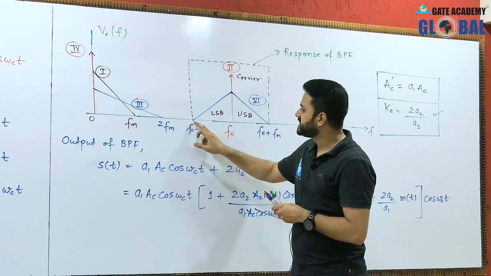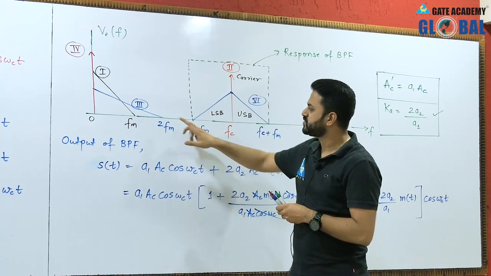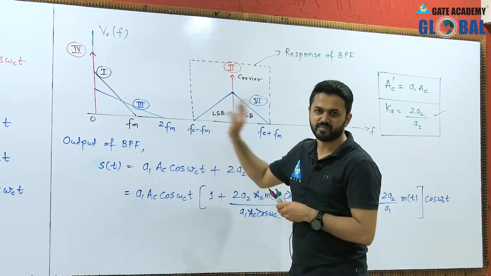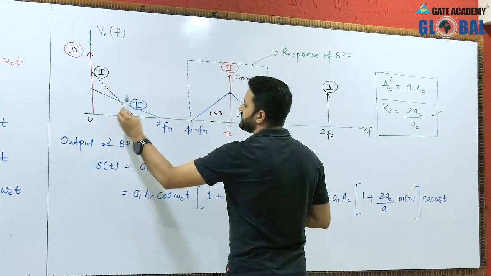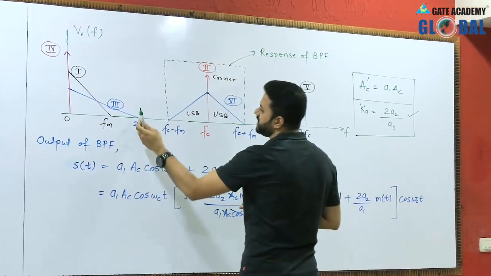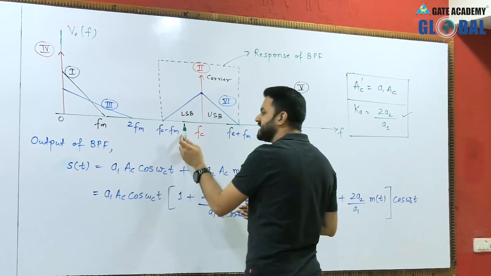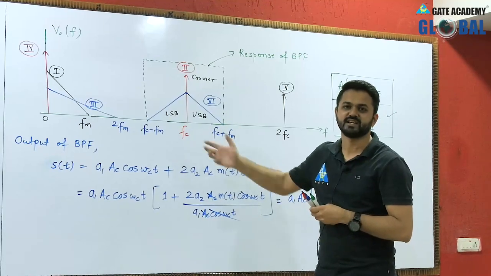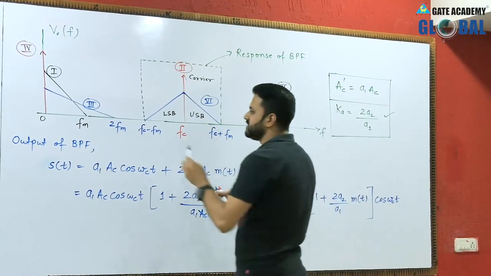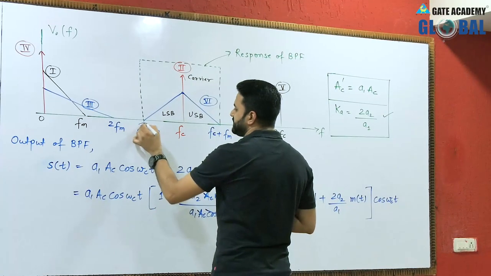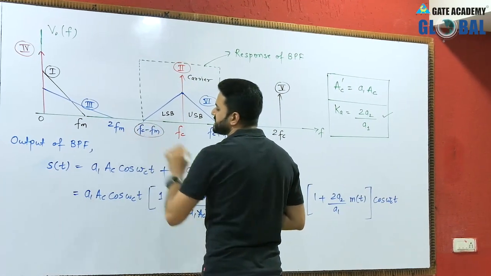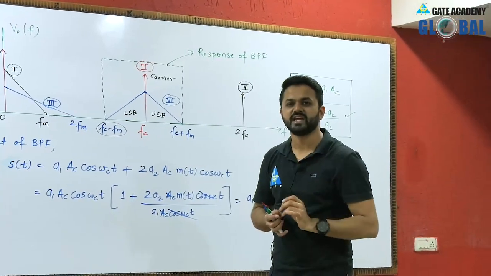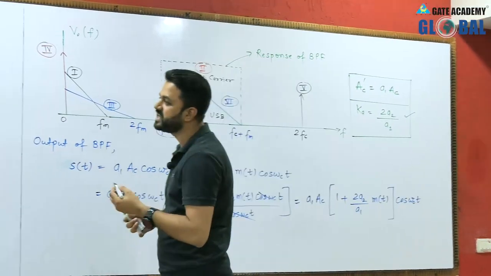So this lower sideband frequency should always be greater than 2 FM so that it cannot pass through this band pass filter. If the component 2 FM is greater than FC minus FM, then it will also pass through this band pass filter and our original signal gets distorted. So we have to consider FC minus FM should always be greater than 2 FM, then only we can get the AM signal without any distortion or disturbance.